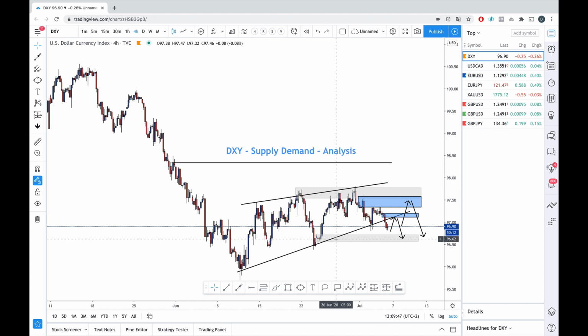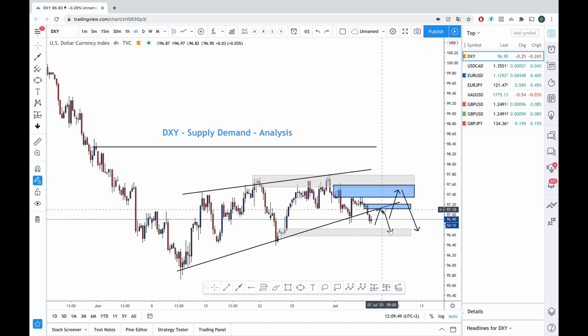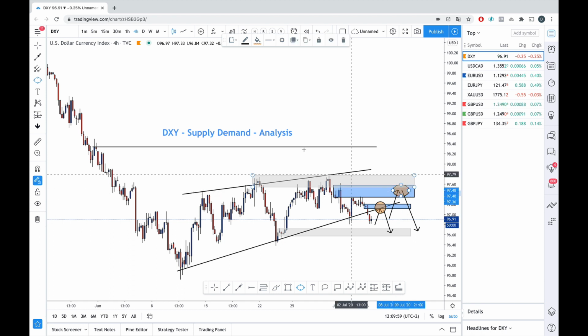Like I mentioned, on the DXY we are about to go down in my eyes. I'm expecting this correctional move, and I'm going to watch for an entry at this supply zone or at this supply zone.